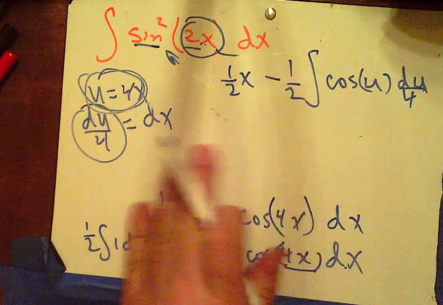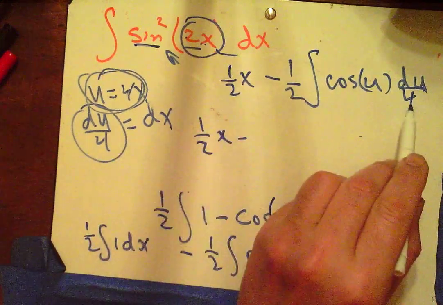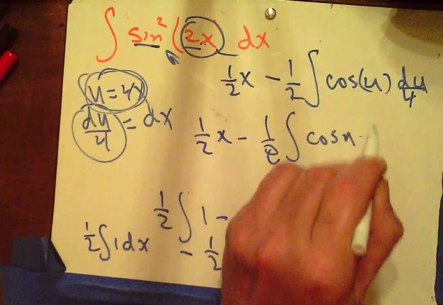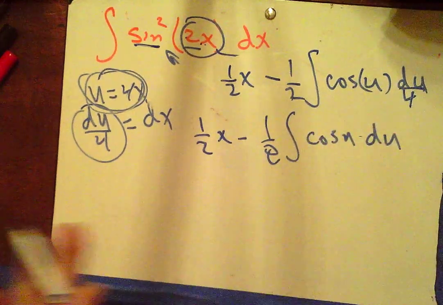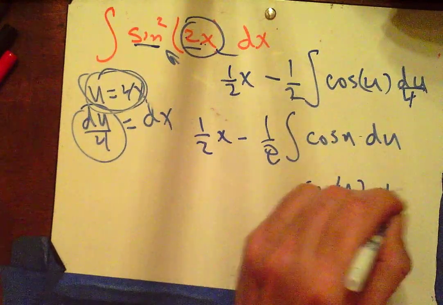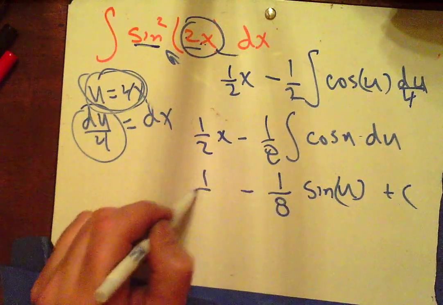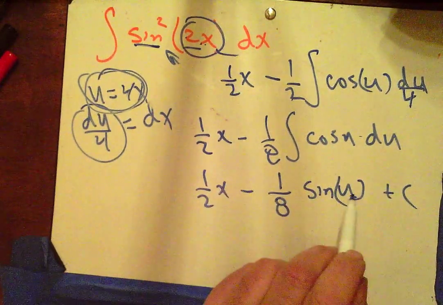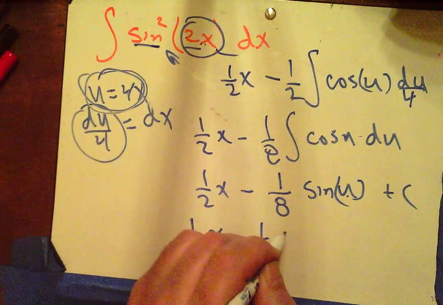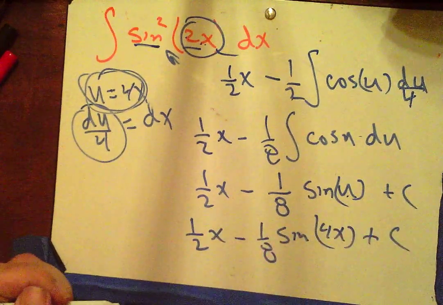Okay. Let's pull that constant out. We'll have 1/2 x, 4 times 2, 1/8, integral cosine u du. We know the antiderivative of cosine is sine u. Don't forget the plus c. This is 1 over 8. And we have 1/2 x here. Plug that u back in. 1/2 x minus 1/8 sine 4x plus c. And there we go.